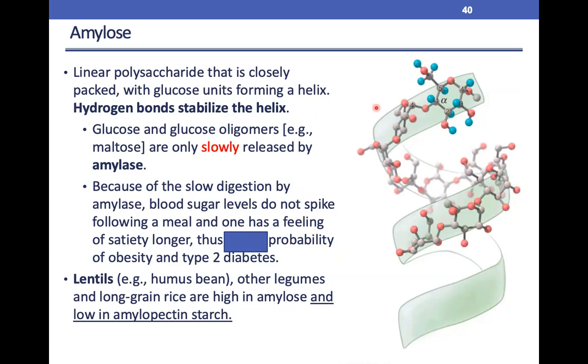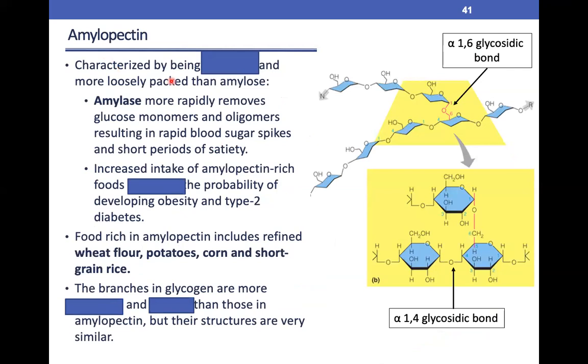Okay. And then you can think of amylose as being digested more slowly, which I explained in the previous slide. Imagine I'm digesting it more slowly, less glucose is being released, less glucose is entering the bloodstream. Do you think that's going to increase or decrease the probability of getting obesity and type 2 diabetes? Decrease, right? Perfect. And this is just a source of where you could find amylose. It's something like lentils, which are generally healthier. In contrast, amylopectin, is it linear or branched?